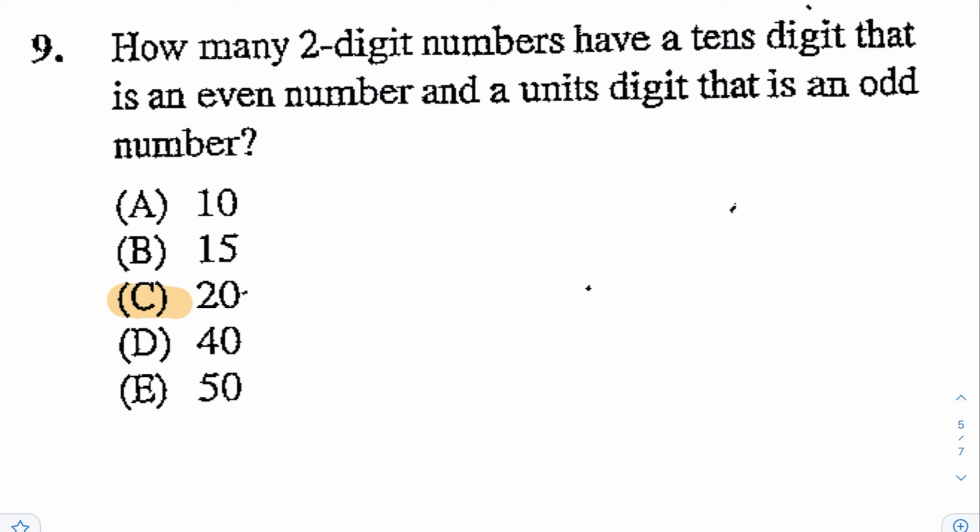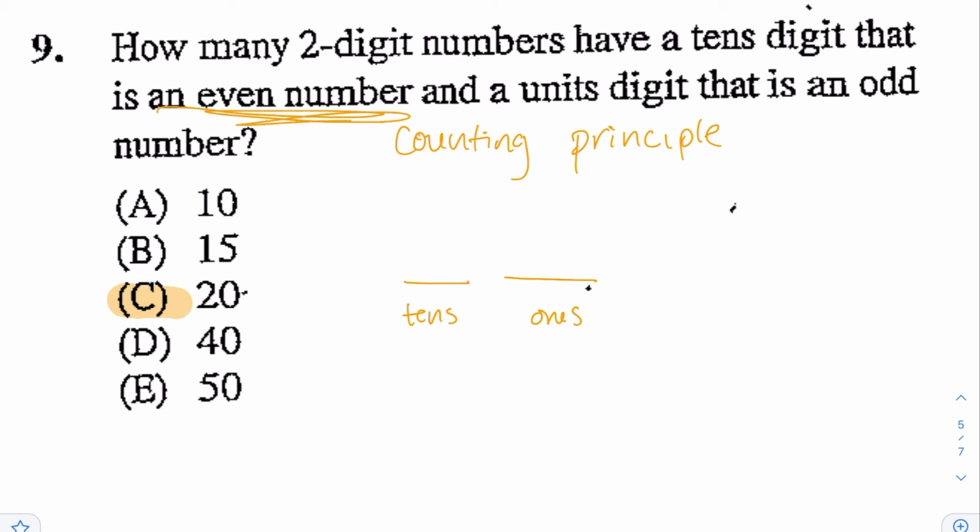Next for number 9, how many 2-digit numbers have a tens digit that's an even number and a units digit that's an odd number? So this is a counting principle question, or just a tree diagram question. Here, when you're making a 2-digit number, you have the tens place and the ones place. So you want to know 2-digit numbers, they have a tens digit that is even. So in the tens digit, you can only put 2, 4, 6, 8. So you have 4 options here. You can't put 0 in there because that wouldn't be 2 digits, that'd just be 1 digit. So you have 4 branches.